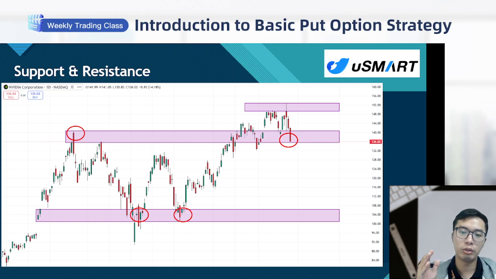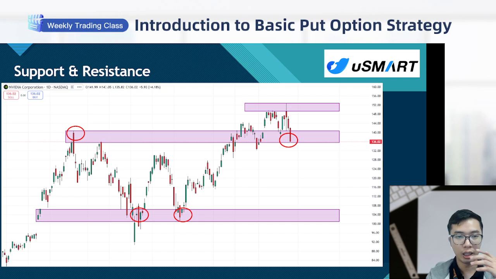So now, whether the resistance will become support or not, we still don't know. We still have to wait until maybe very bullish candles appear or very bearish candles appear. Then we only execute our plans. So this is how we read support and resistance, and we try to open a put at the major resistance.